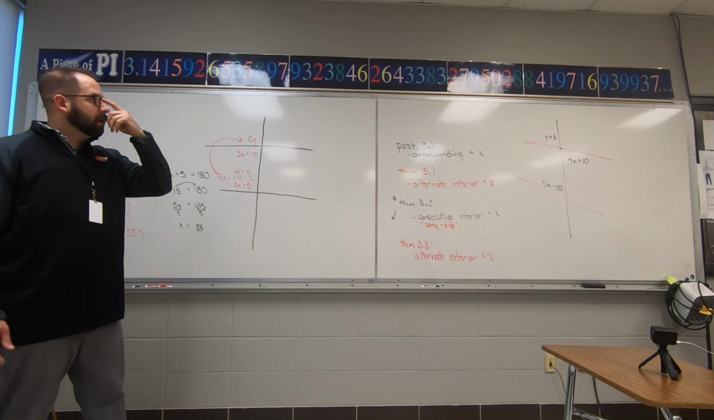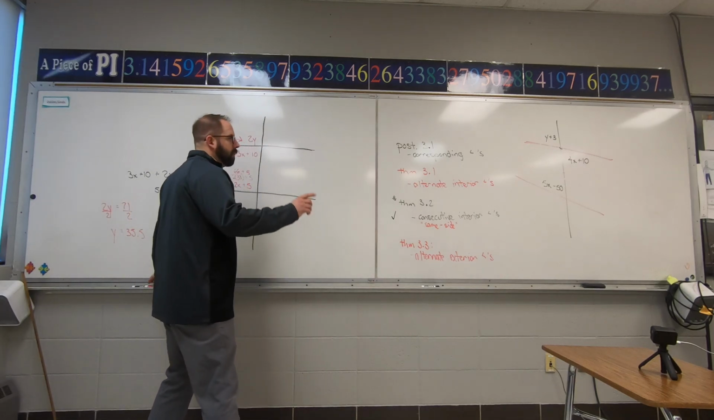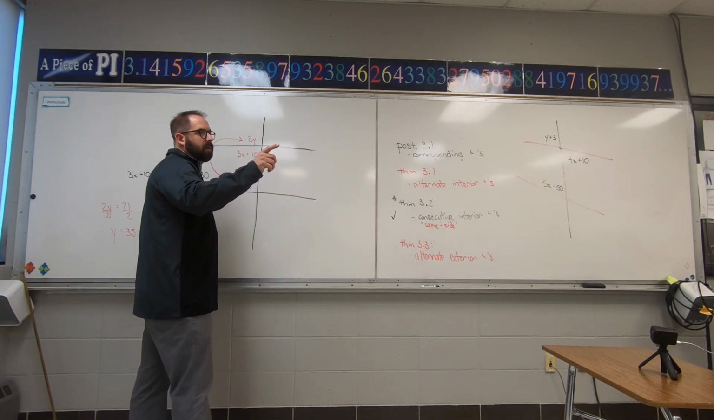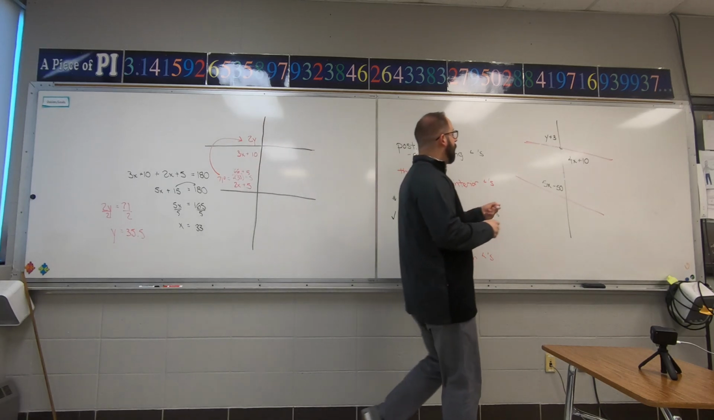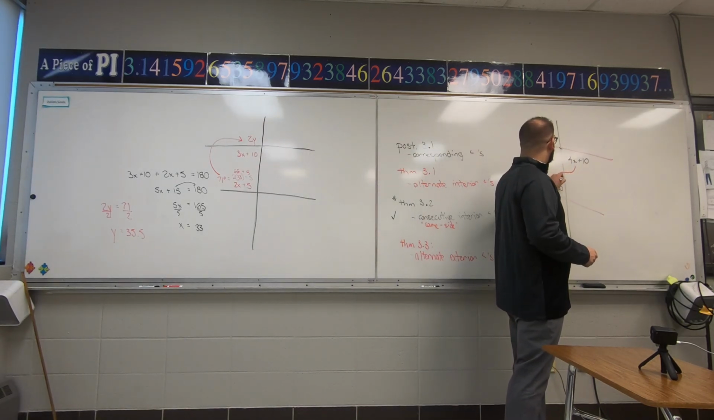What do you got? 5x minus 50 is the same as 4x plus 10. Good, I agree with that. Now, why do you know that? This is true. These are both equal to each other.